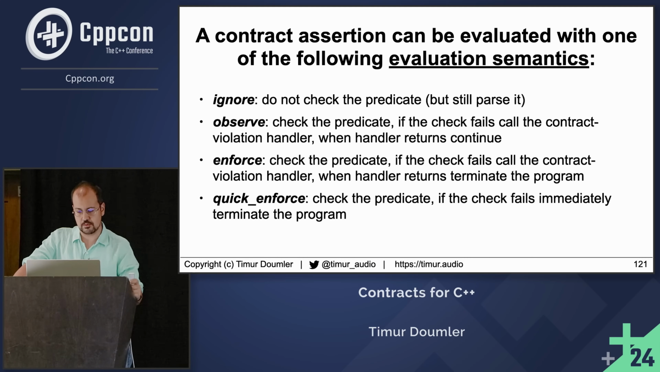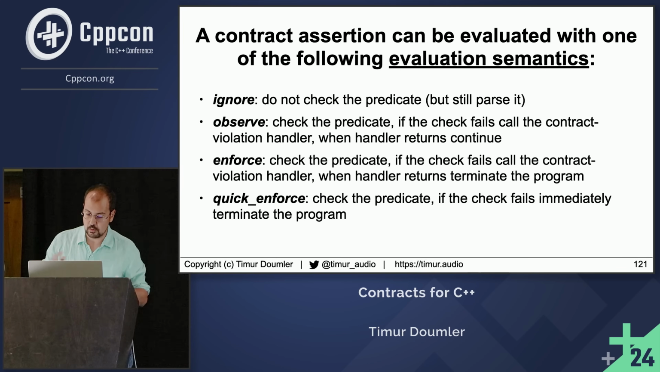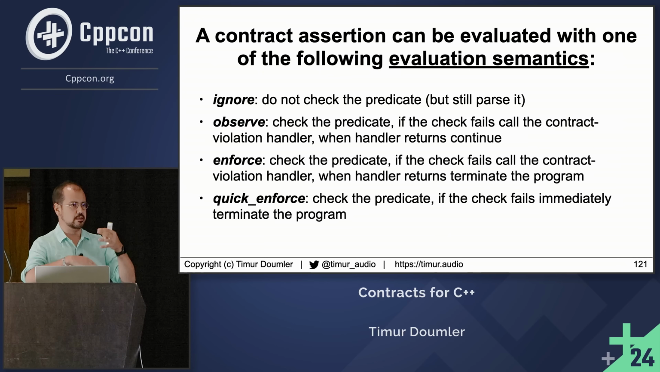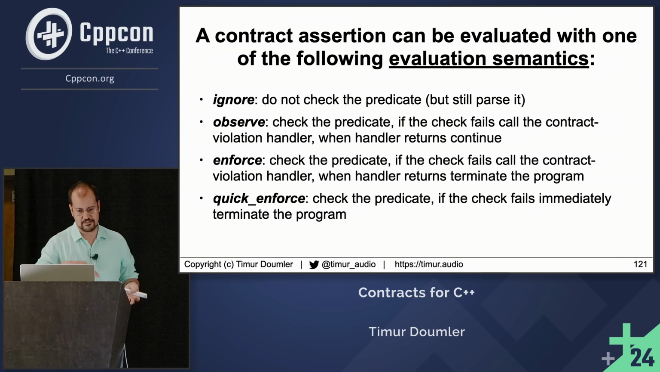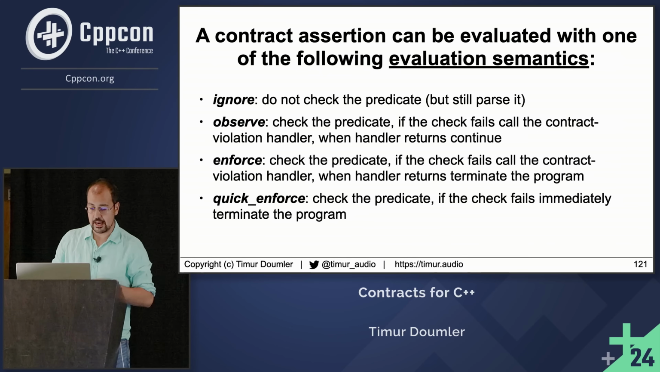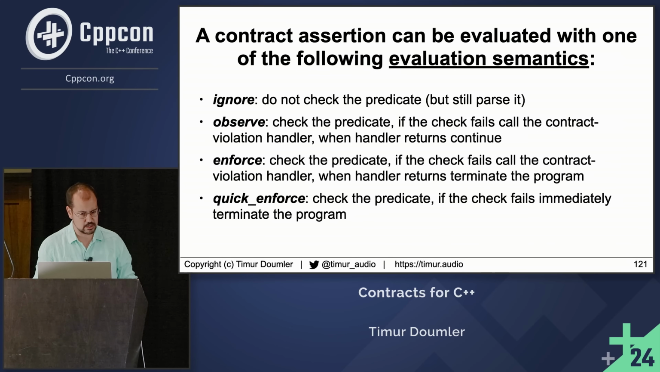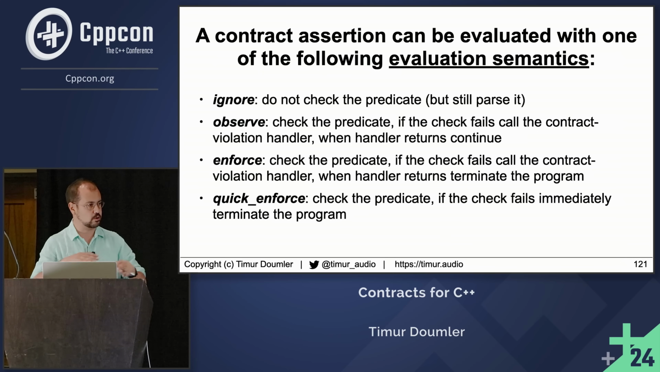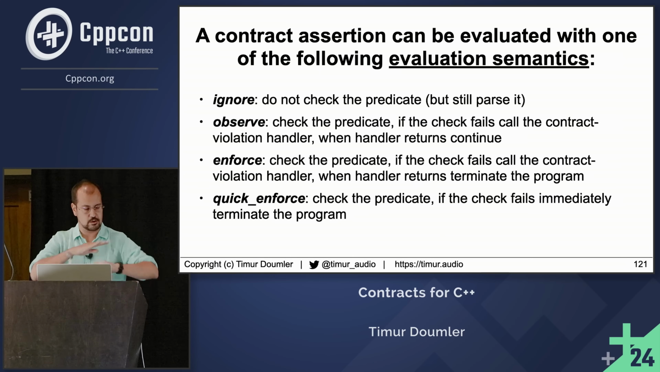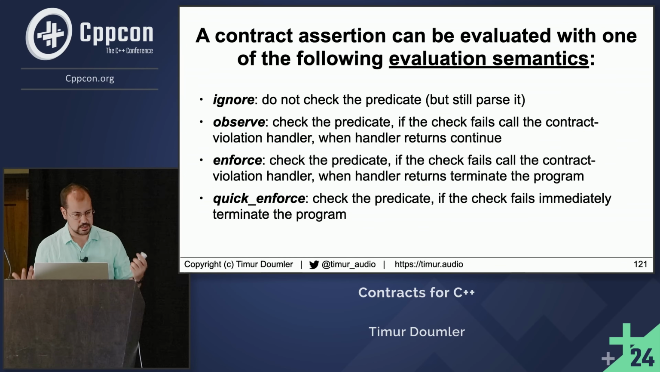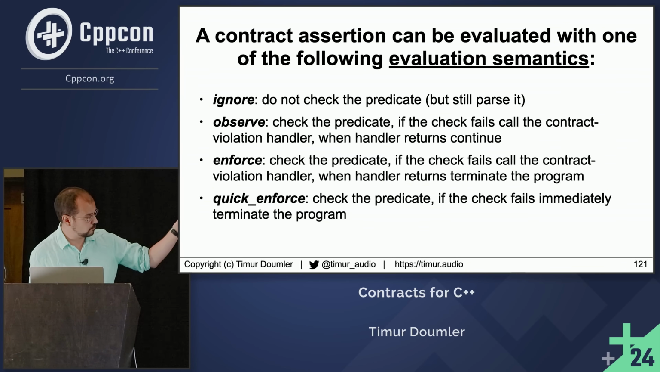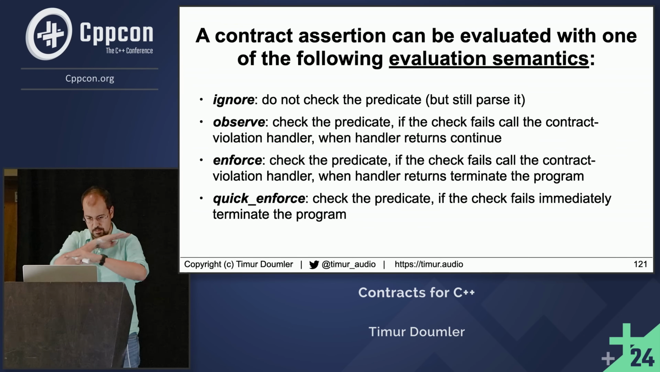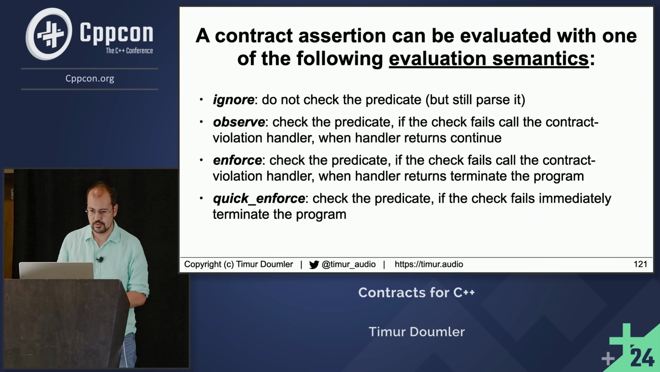And then there is a fourth semantic, which is useful when you don't want to pay for the code bloat of the contract violation handler having to create this contract violation object and pass it in. There's like 5 members in there or something. You don't want to pay for that code bloat. And also, for example, in a safety and security context where, if something went wrong, you just want to terminate the program as quickly as possible. Not call into any functions, not do anything else, just trap immediately. This is something you typically do in a safety critical context. And for that, we have the fourth semantic, which is called quick enforce, which checks the predicate. If that doesn't evaluate to true, it just immediately terminates the program. No contract violation and then nothing.